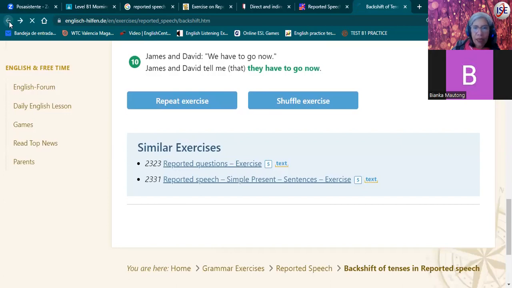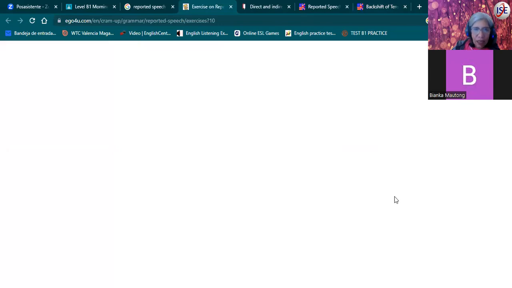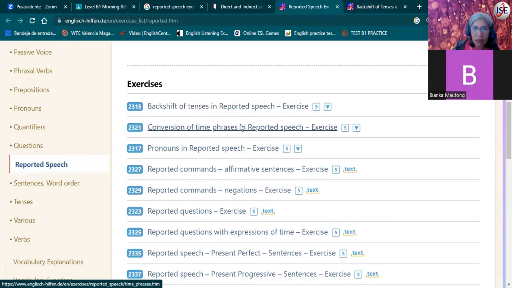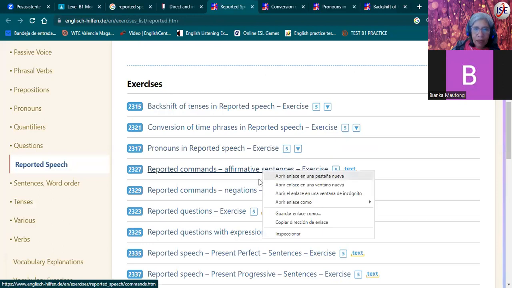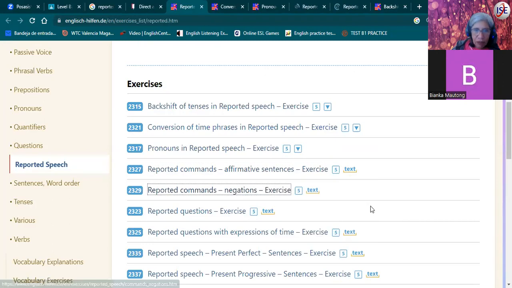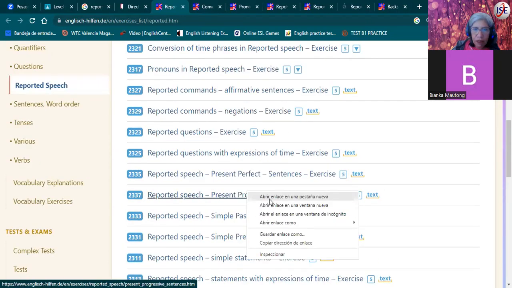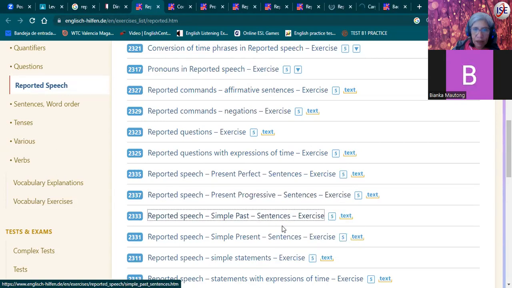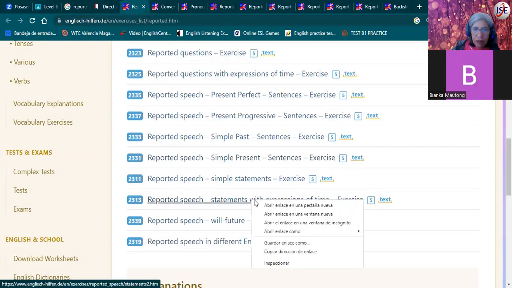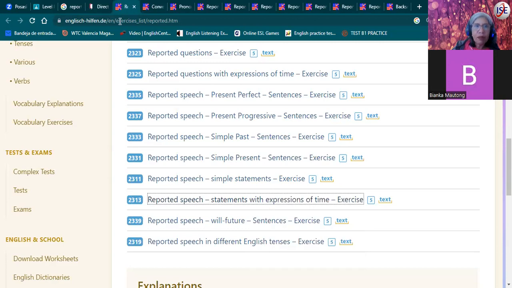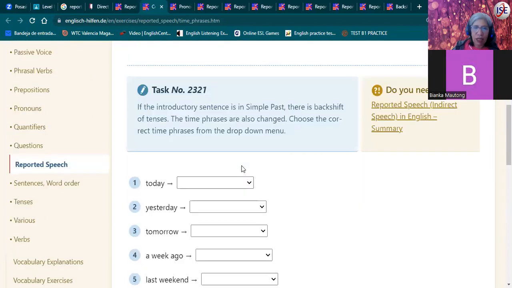Let me get back here because I need only, oh my God. I need sentences, time phrases, pronouns, reported speech, reported commands. We can use all this. Present perfect sentences, present progressive sentences, simple past sentences, simple present sentences, statements with expressions of time. Okay, because these are sentences. Questions next week.